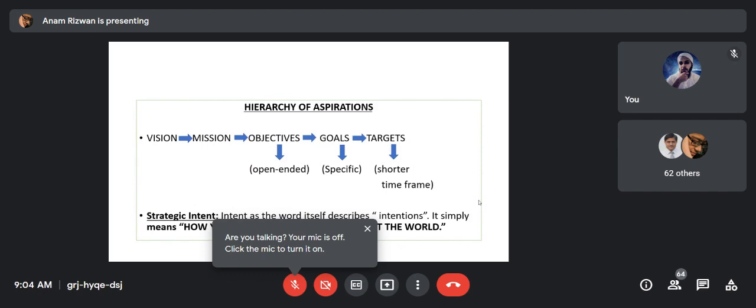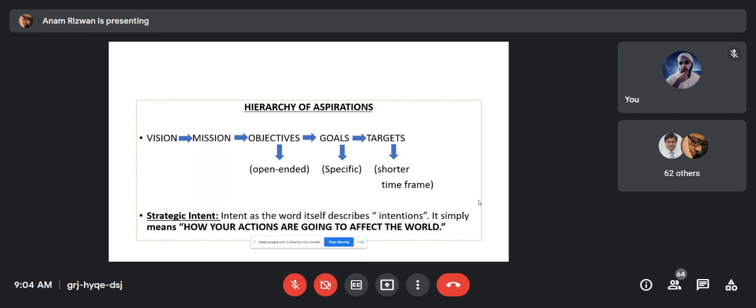It can be on a daily basis, it can be on a monthly basis, it can be on a weekly basis. For example, as I already said, 1,000 sales at the end of this month is actually my target as well. So vision, mission, objectives, goals, and targets is what we call the hierarchy of aspirations.